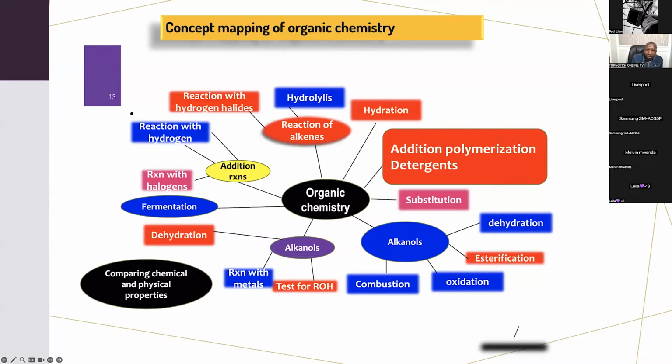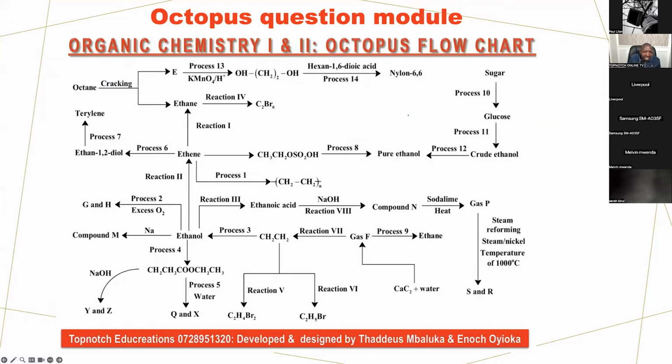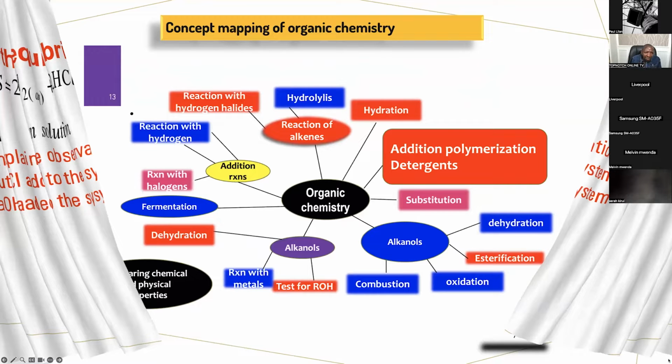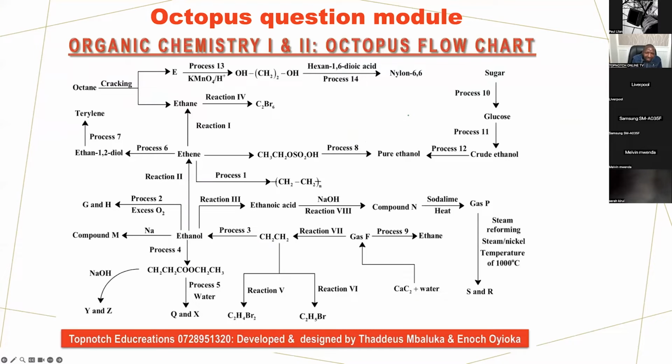So with the organic qualitative analysis using the Octopus technique, I know most of you, if you have used the top-notch book 4 and Octopus, you should have looked at that. When you talk about the organic qualitative analysis Octopus, you look at the reactions. What are the reactions of alkenes? We have hydration, hydrolysis, and addition reactions, whereby we are reacting with chlorine, with hydrogen, and with hydrogen halide. The addition reactions are those ones.